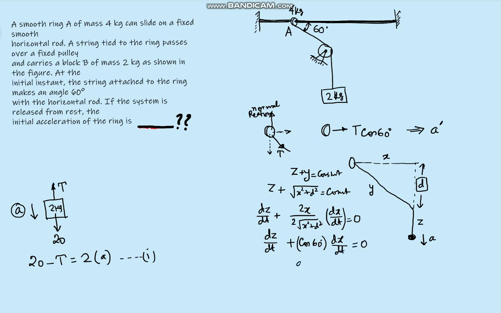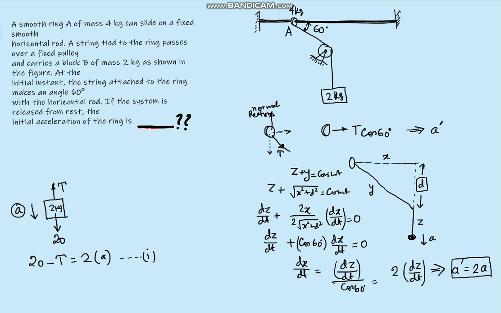From there, the relationship is dx by dt is equal to dz by dt divided by cos 60 degree. Let me write cos 60 degree as half, so it becomes 2 times dz by dt. That is the instantaneous relationship. If you once more differentiate it, you get the double derivative of x with respect to t, which is nothing but a dash. This is equal to 2 times a. So the relationship between a and a dash is this.